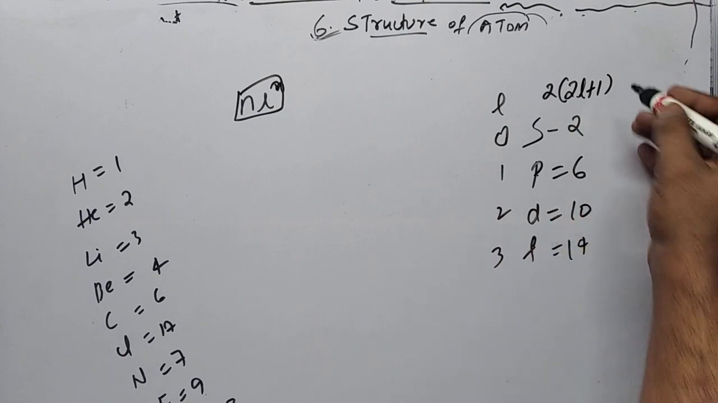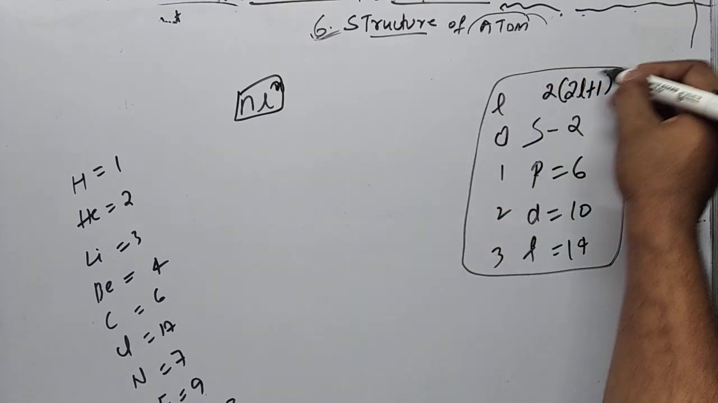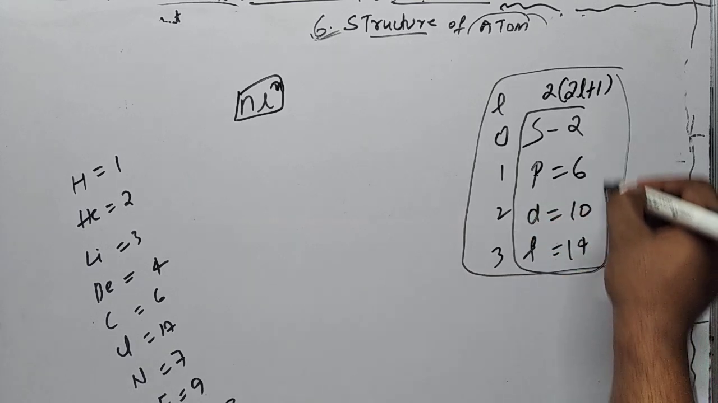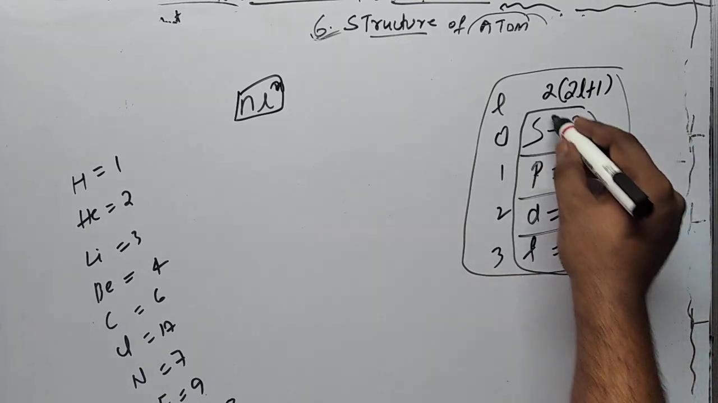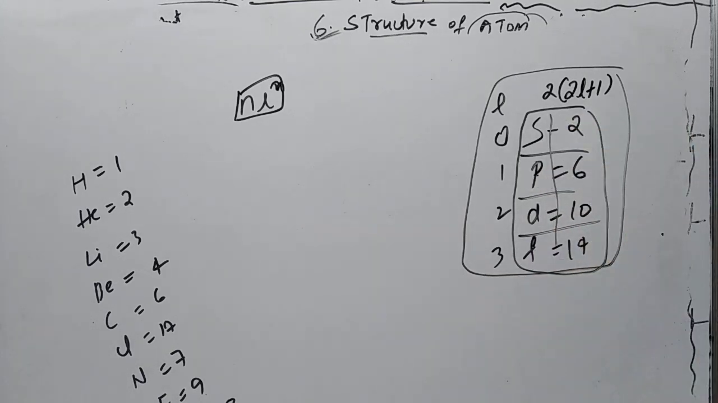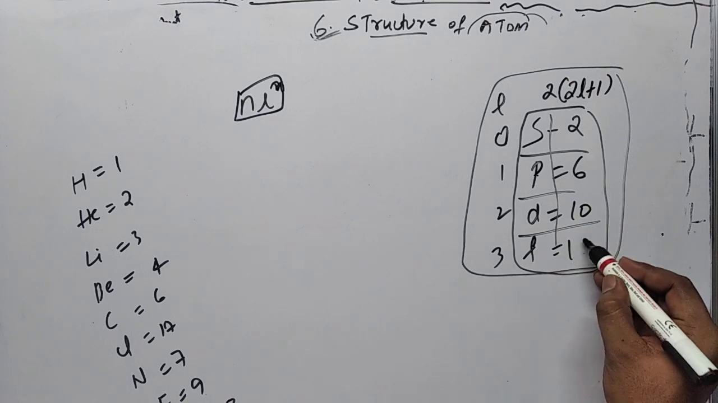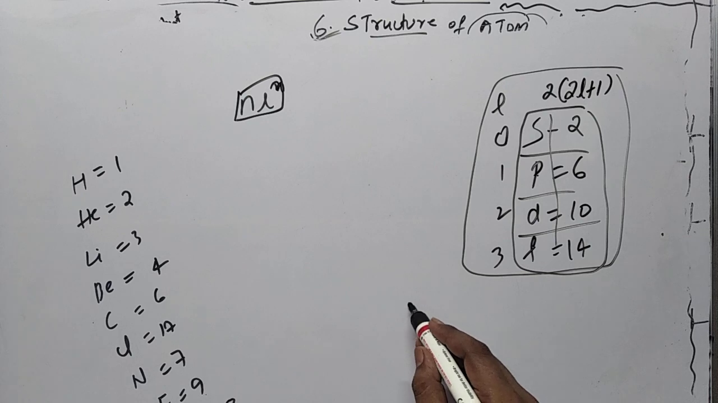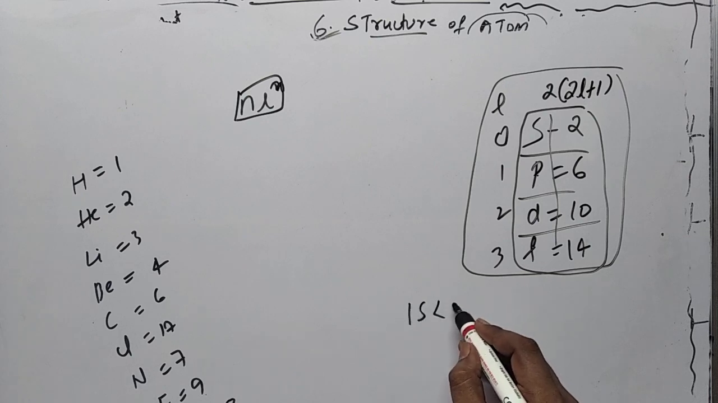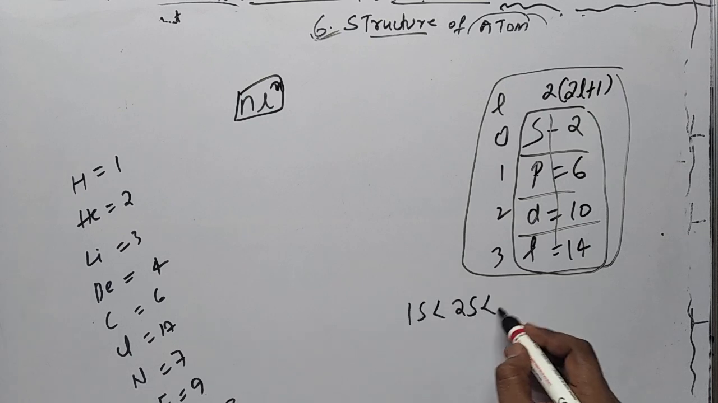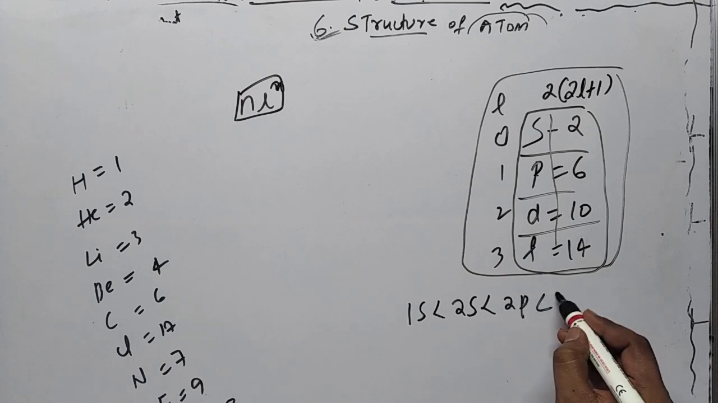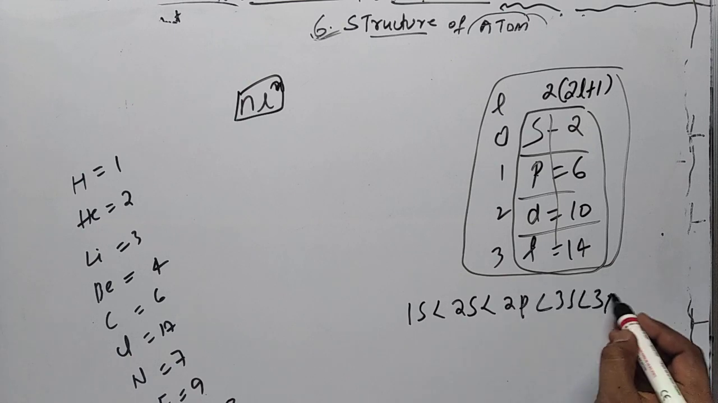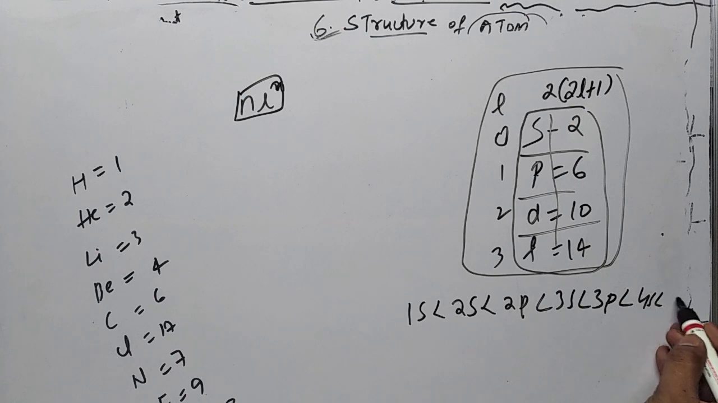You have to remember this. The important thing is that s has a maximum of 2 electrons, p 6, d 10, and f 14. Second, you have to remember the increasing order of n plus l values. First we have 1s, after 1s we have 2s, then 2p, next 3s, 3p, 4s, 3d.